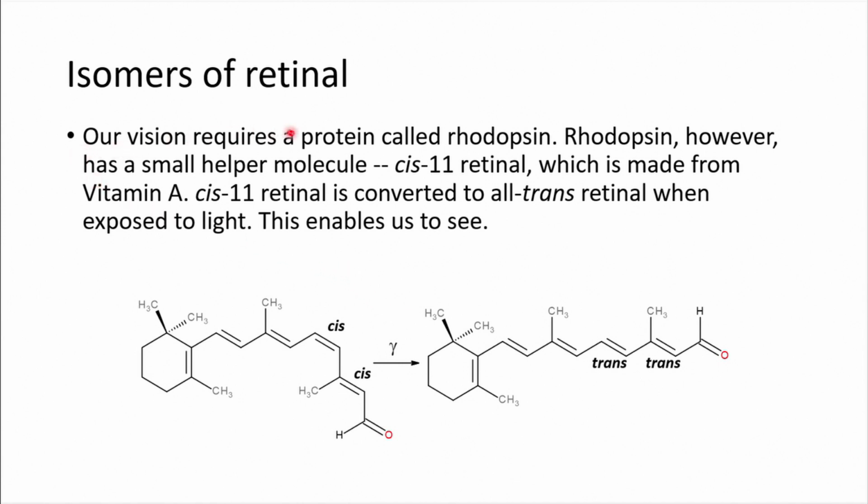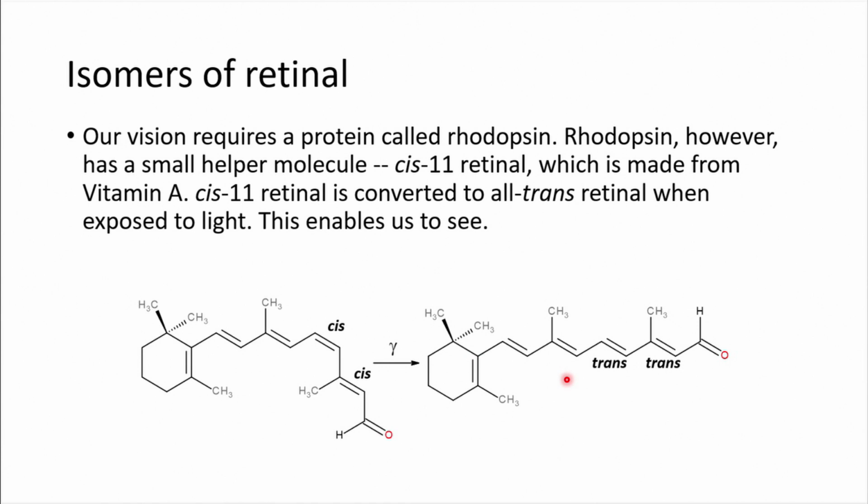Our vision basically requires a protein called rhodopsin. This rhodopsin has a small helper molecule, that is cis-11-retinal. This is the cis isomer, and it has an aldehyde group. The name given is retinal, and this is made from vitamin A. This cis-retinal, on exposure to photons, that is light, gets converted to the all-trans isomer, that is all-trans retinal, as shown here. This transformation is very essential for us to see.